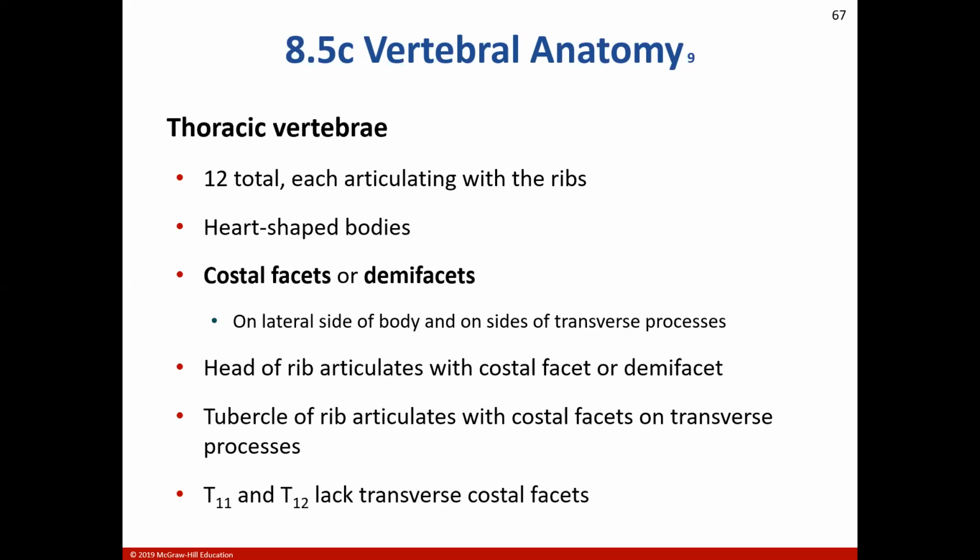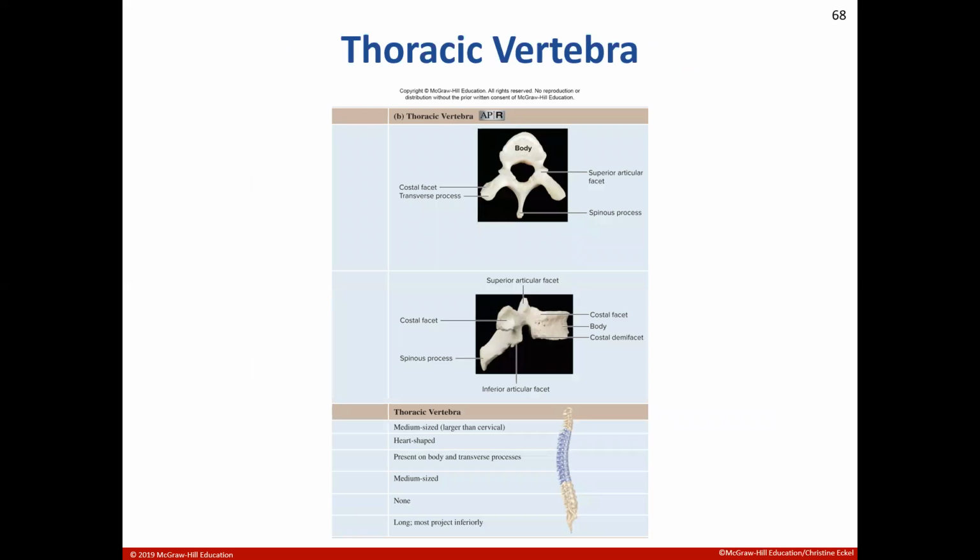Thoracic is 12. And these don't move very much because they're bound by the rib cage. So there's 12 ribs, and I'll go through the ribs later, but they all have attachments to the thoracic vertebrae. Remember, no transverse process. And there's the vertebral foramen.